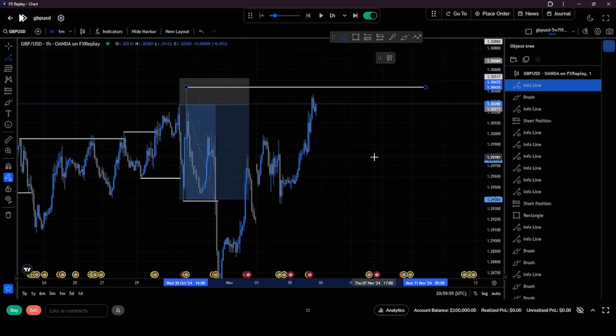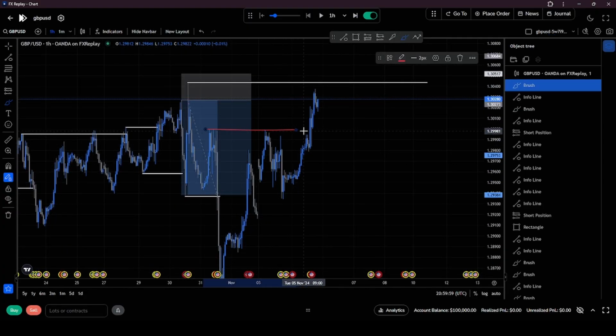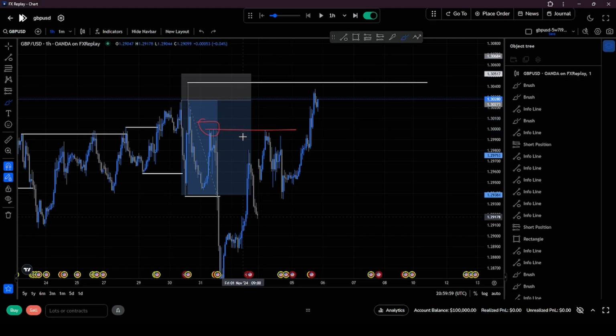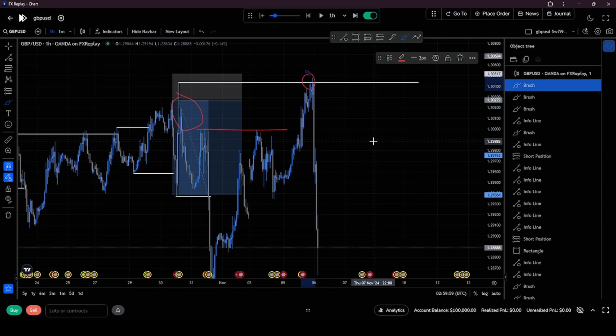so this is our highest point. Okay. So this was our minor inducement. So we've taken that minor inducement out, and it even formed an equal high liquidity. Okay. So after taking that inducement, we don't have any POI. I'll be looking to take this one out and then sell. So let's see how price behaves.